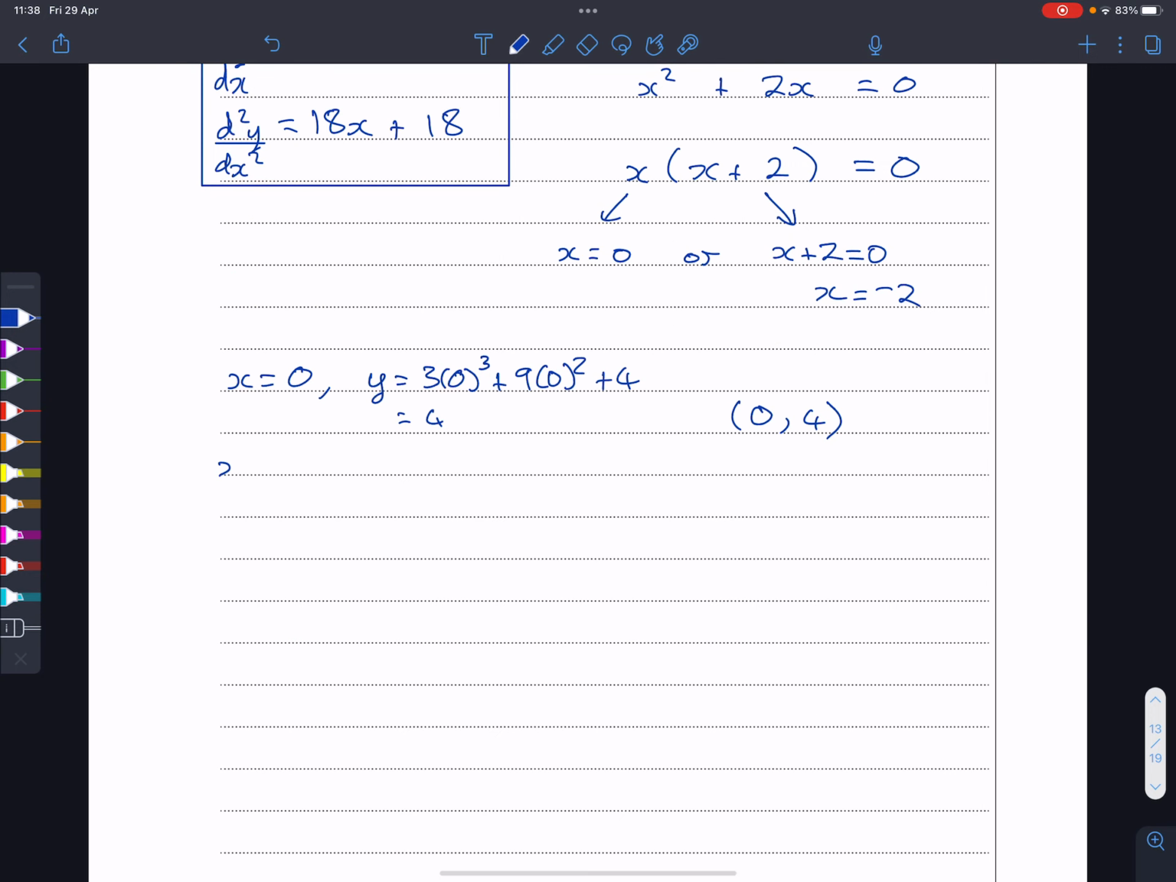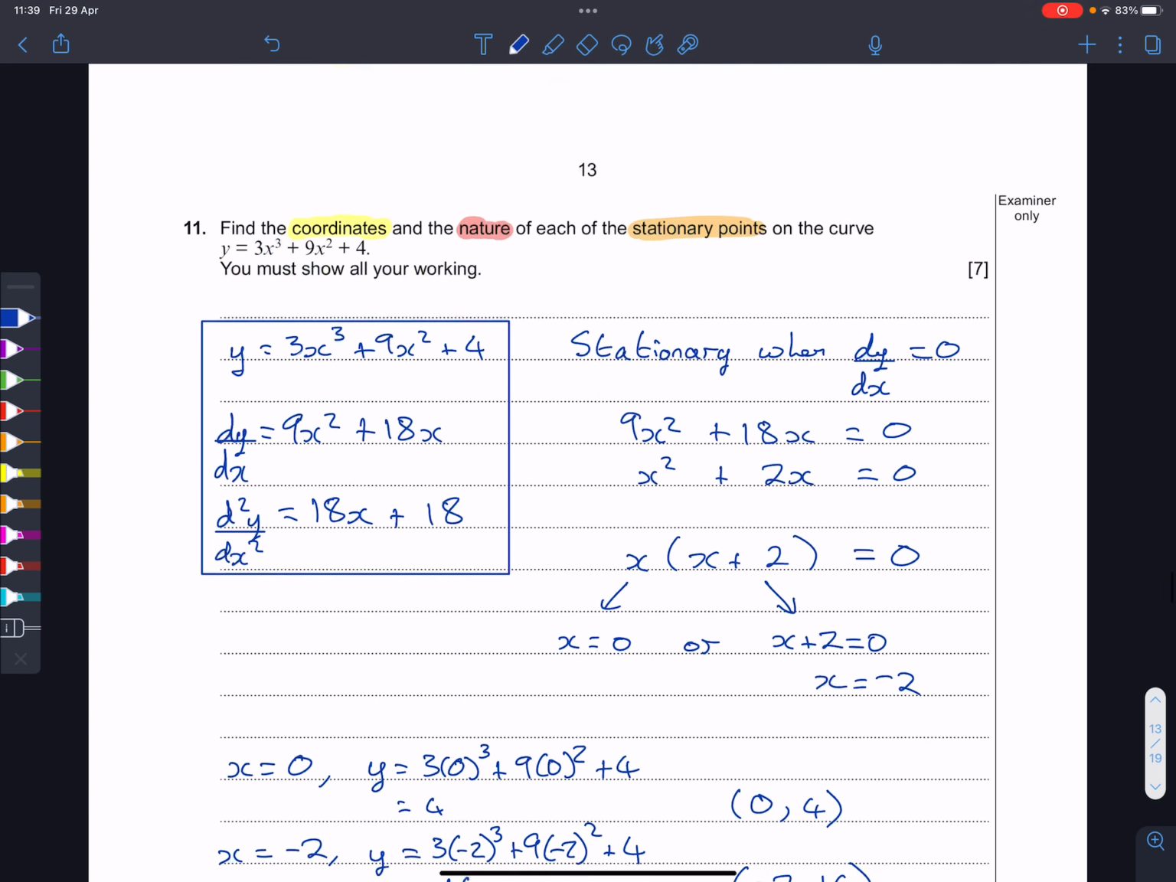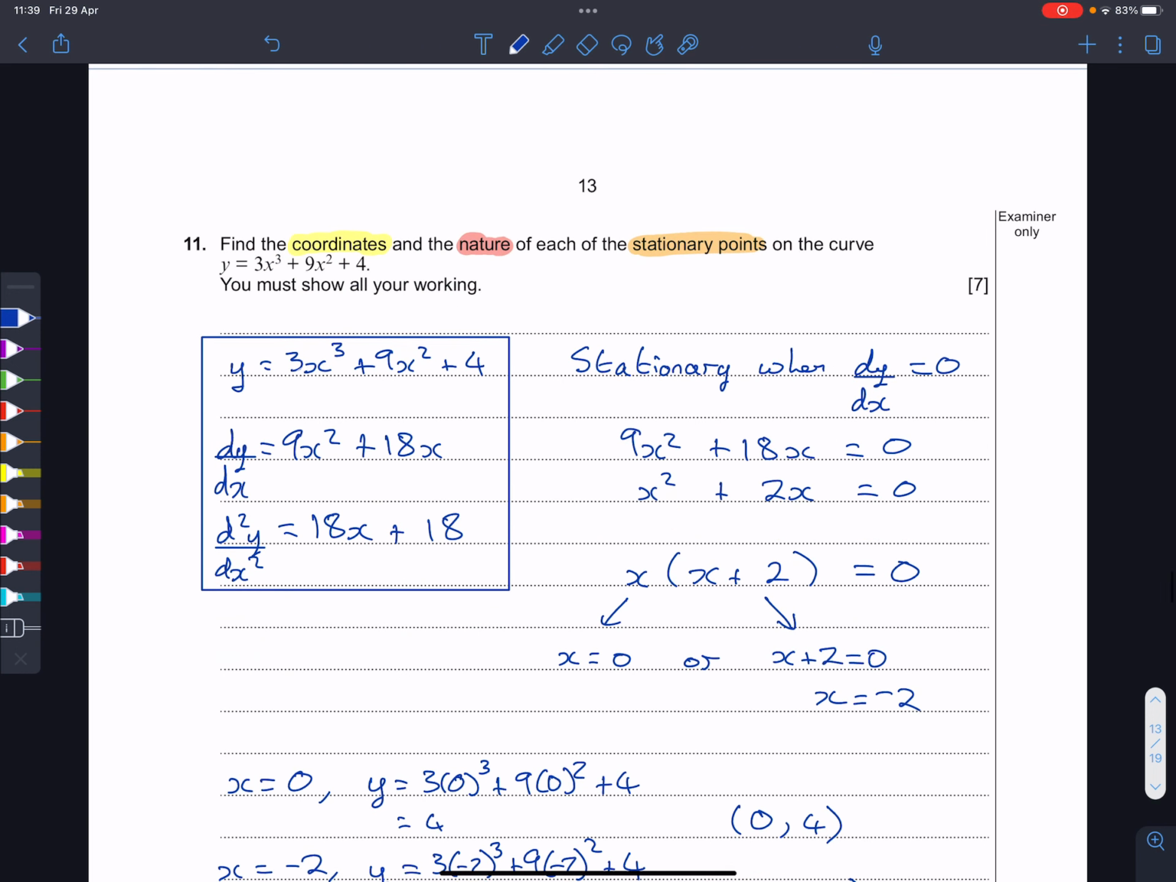The other stationary point is when x is equal to negative 2. So my y is 3 lots of negative 2 cubed plus 9 lots of negative 2 squared plus 4. That's 16. So my other stationary point is at (-2, 16). So that is the coordinates of the stationary points.